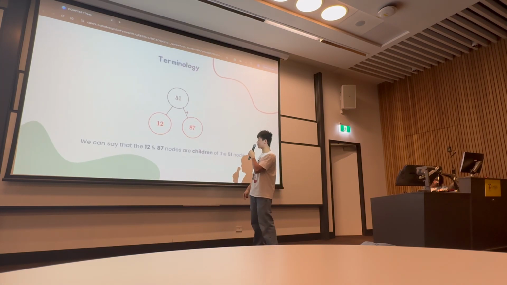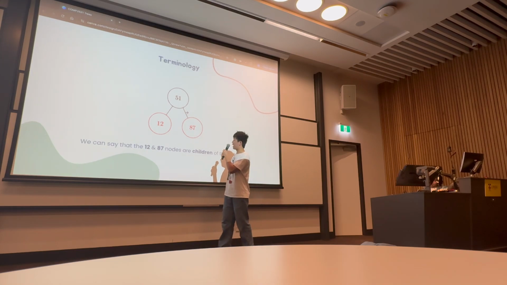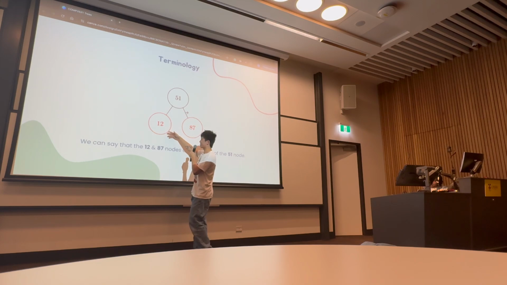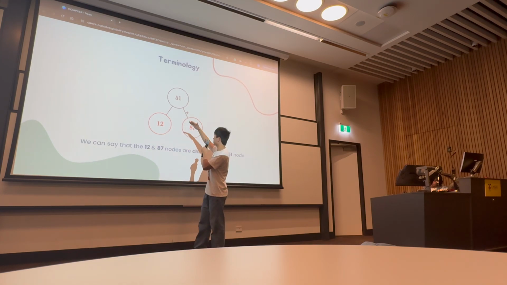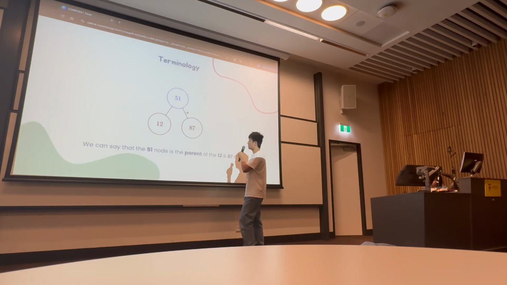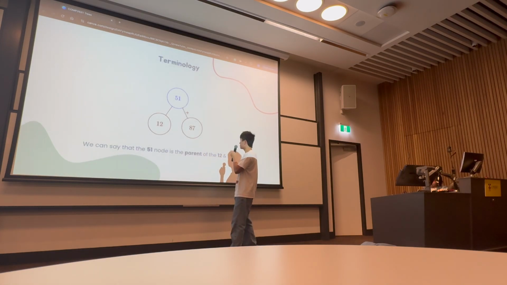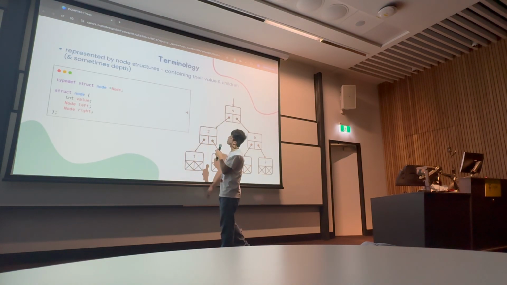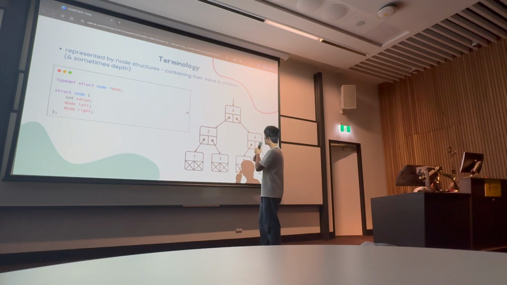I used this terminology before, but the child nodes are just the nodes that 51 is connected to, the nodes that are levels below this 51 node. Consequently, the 51 node is known to be the parent node, as the 2 children nodes originate from the parent node. Okay. Now let's actually dig into the software implementation of the binary search tree.